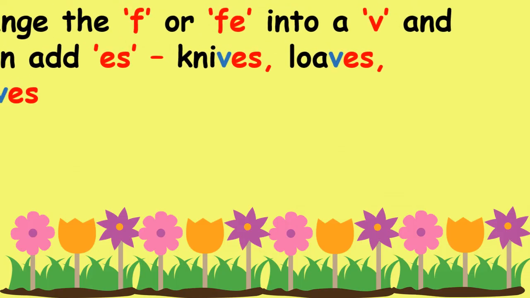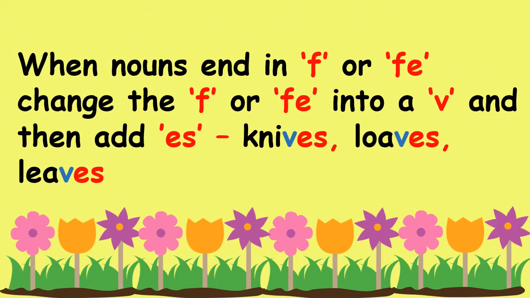So what rule did we learn? We learned that when nouns end in F or FE, we change the F or FE into a V and then add ES, as in knives, loaves, and leaves.